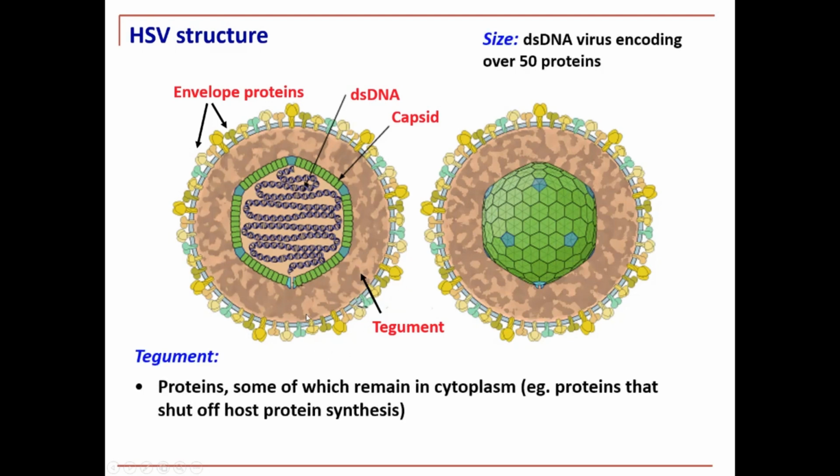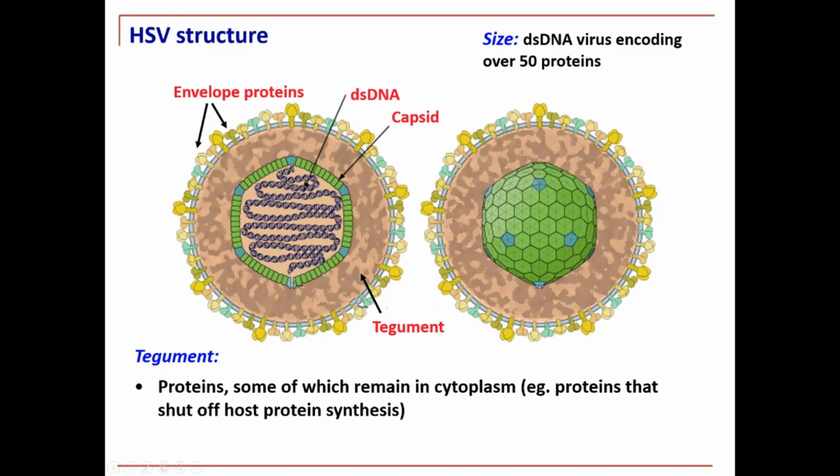contains lots of proteins, some of which will remain in the cytoplasm. For example, some of those tegument proteins will shut off host protein synthesis, so you can make even more viral proteins because you're not making any of the host proteins. Basically, the tegument is really just a cluster of proteins that line the space between the nucleocapsid and the envelope itself, and it's present in many enveloped viruses.